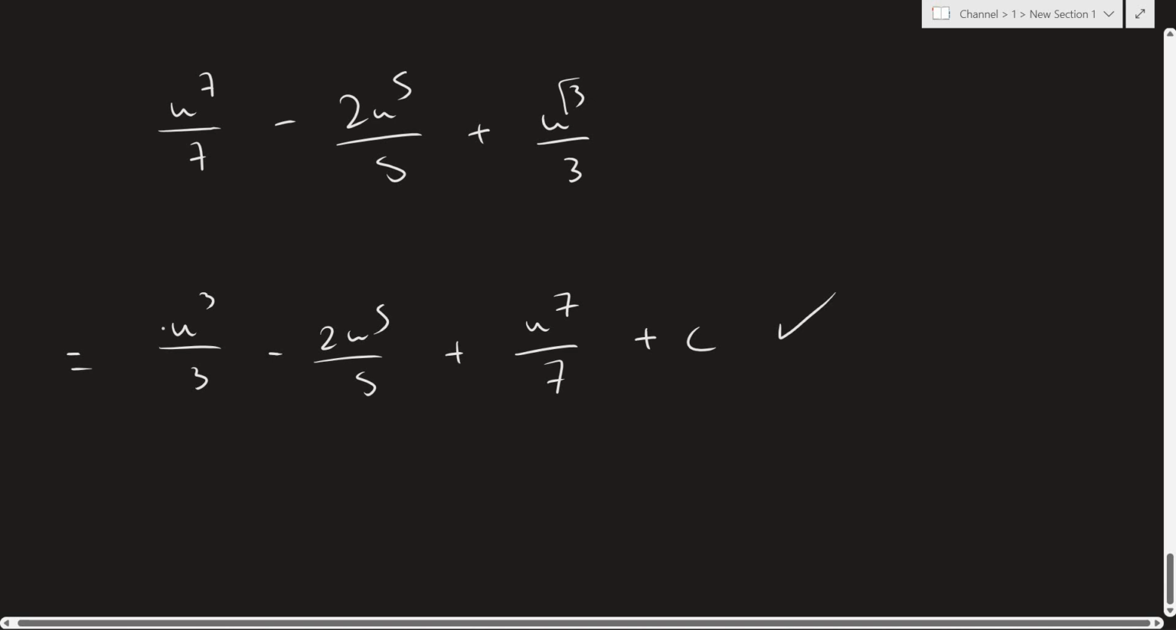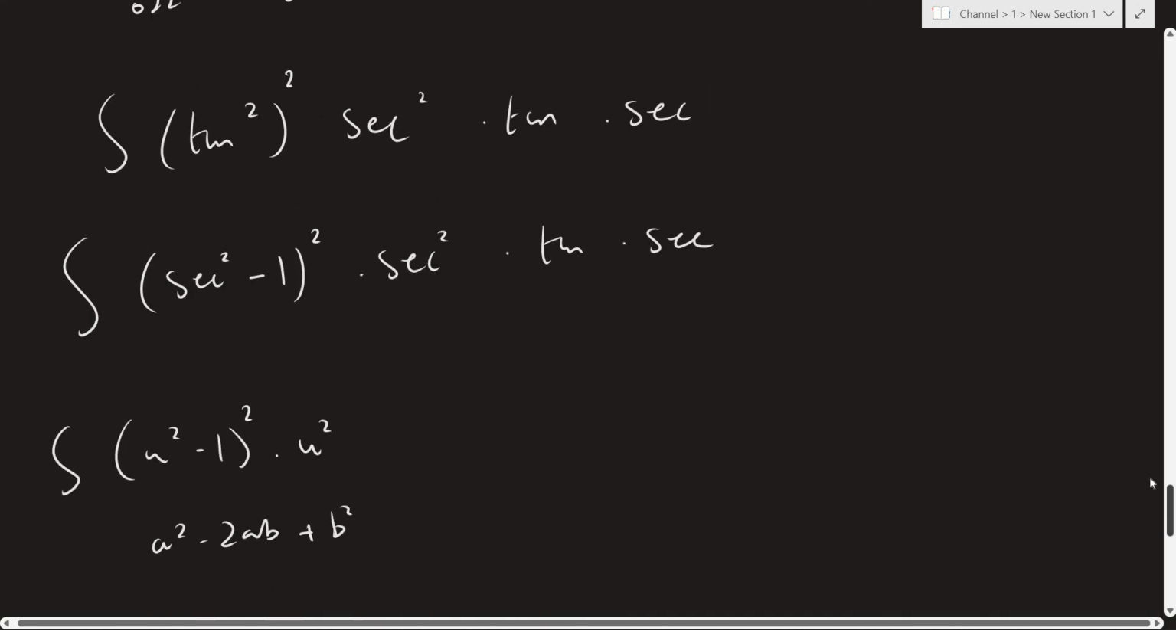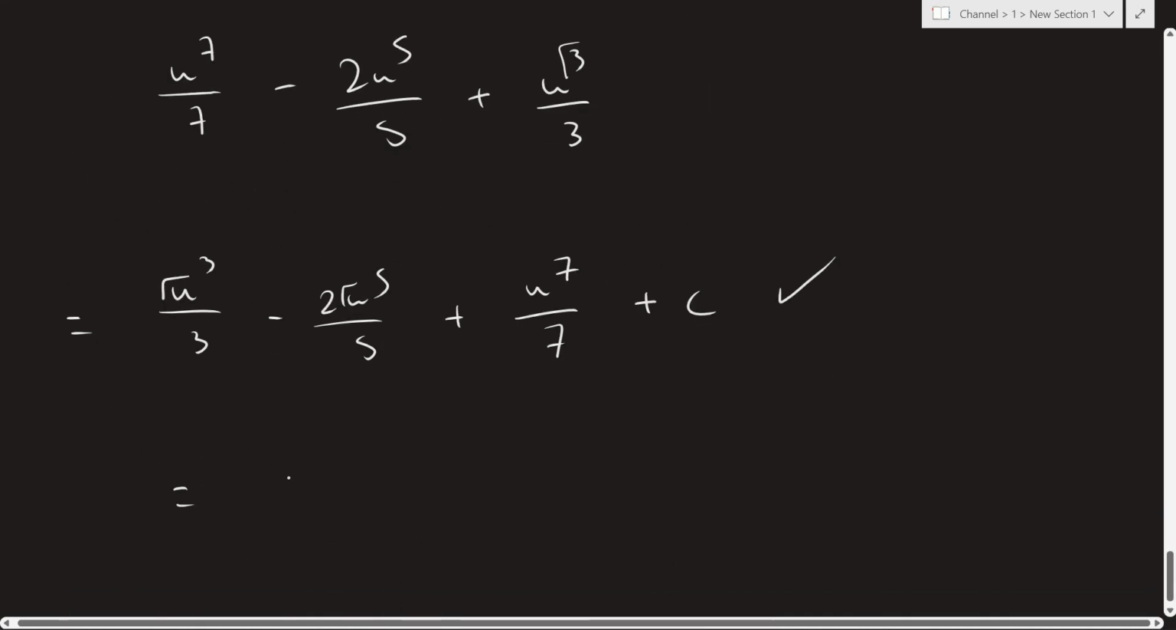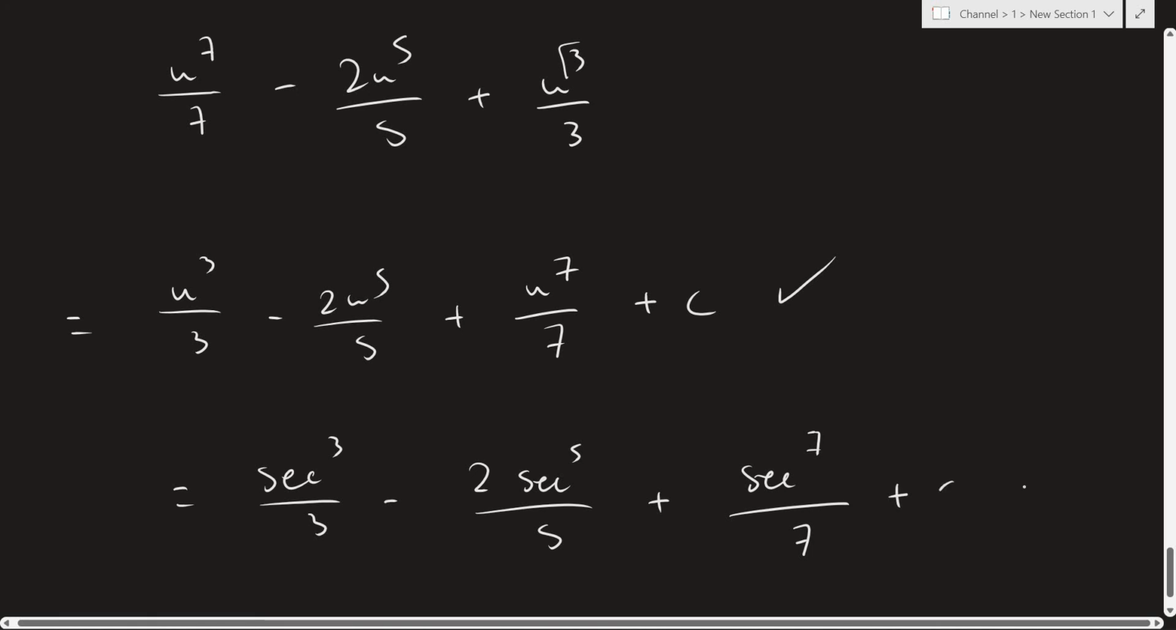Okay, however, we need to change u, right? We cannot keep letters. So what did we choose u to be? We chose it to be secant. So it's going to be secant cubed over 3 minus 2, let me raise these, u power 5, which is secant power 5 over 5, plus secant power 7 over 7 plus c.